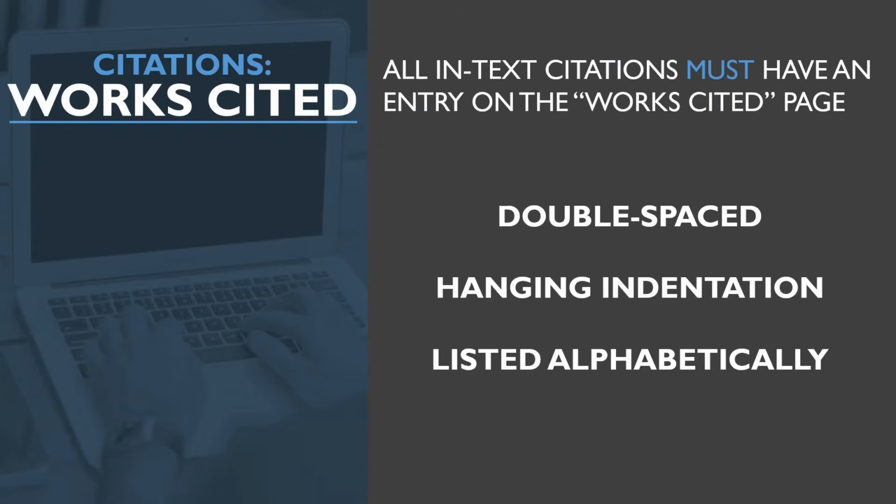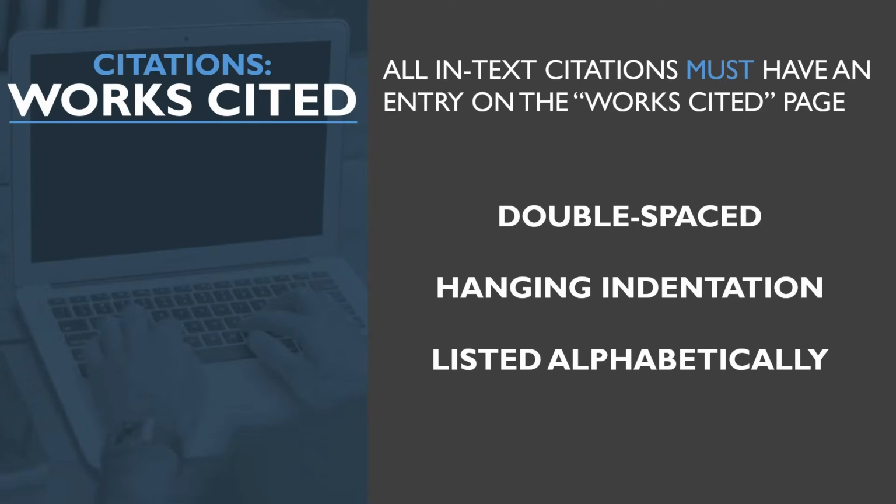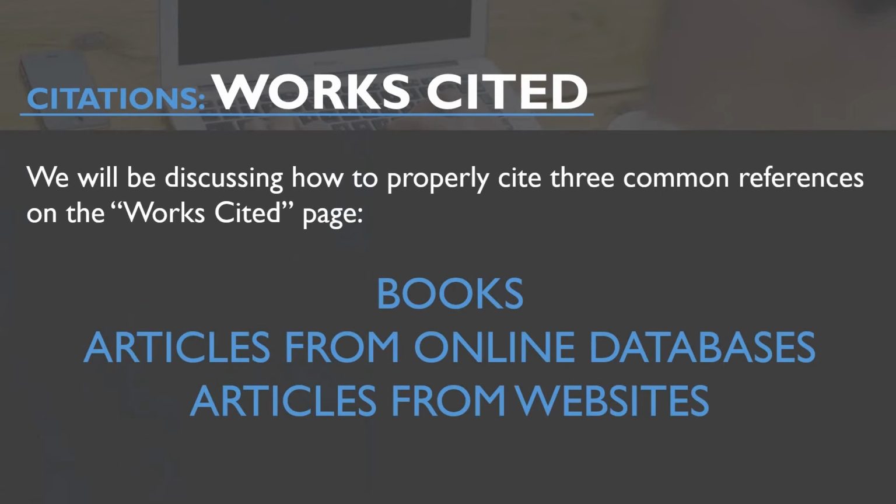The works cited page uses double spacing like everything else in the essay. All of the sources use hanging indentation, which can be accomplished pretty easily in Microsoft Word by highlighting your source and pressing Ctrl-T. It's so easy! Also, the sources are listed in alphabetical order according to whatever comes first. So let's take a look at 3 of the most common sources and how to properly cite them on the works cited page: books, articles from online databases, and articles from websites.